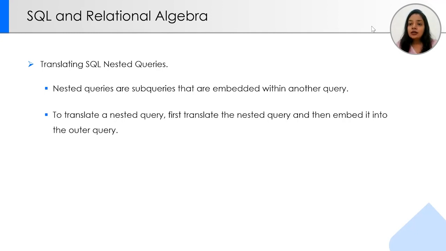Now to translate a nested query, first you translate the inner query, and then the embedded one is converted into the outer query. So basically you are going from the inner query to the outer query.